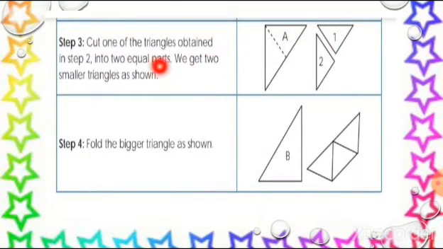Now cut one of the triangles obtained in step 2 into two equal parts. We get two smaller triangles as shown. So we already cut it into two equal parts; take that again and cut it into two equal parts again. Two triangles you will get then. Then fold the bigger triangle like this. From this side you can fold to the center and then you have to cut that.